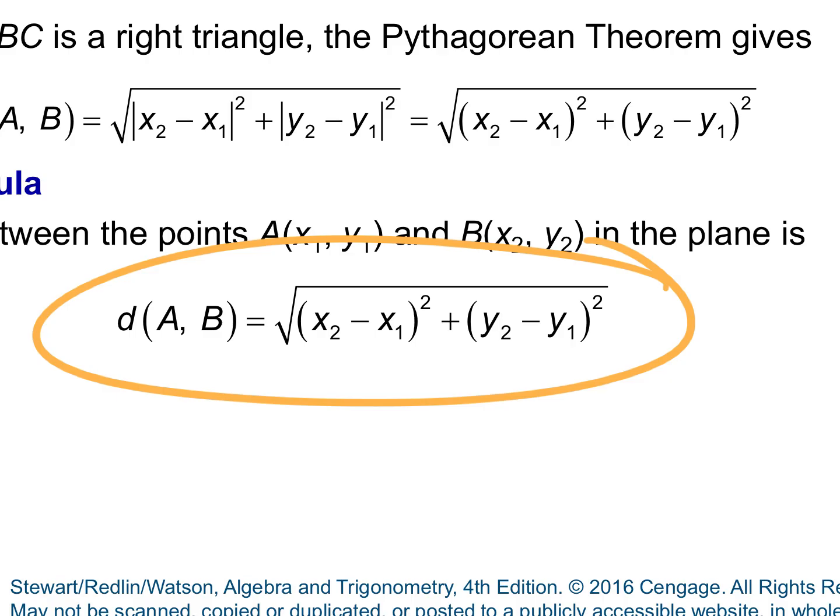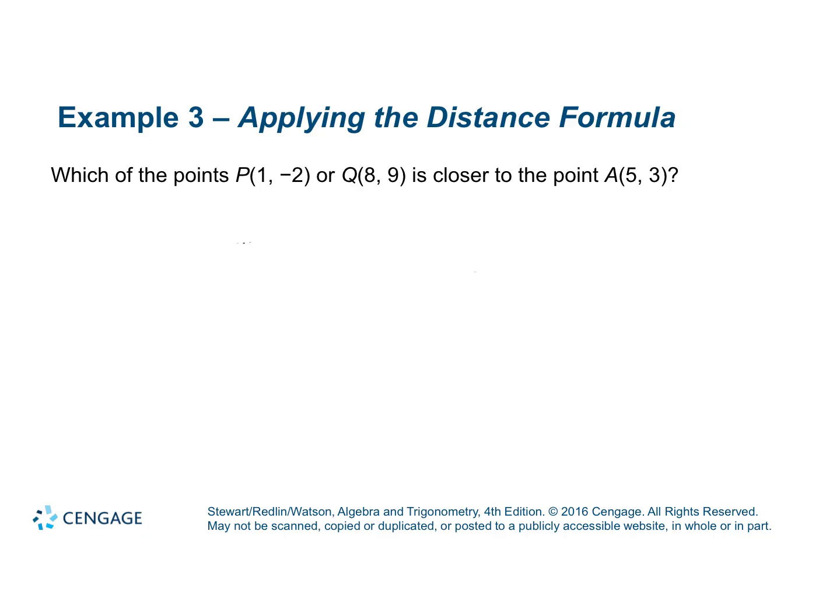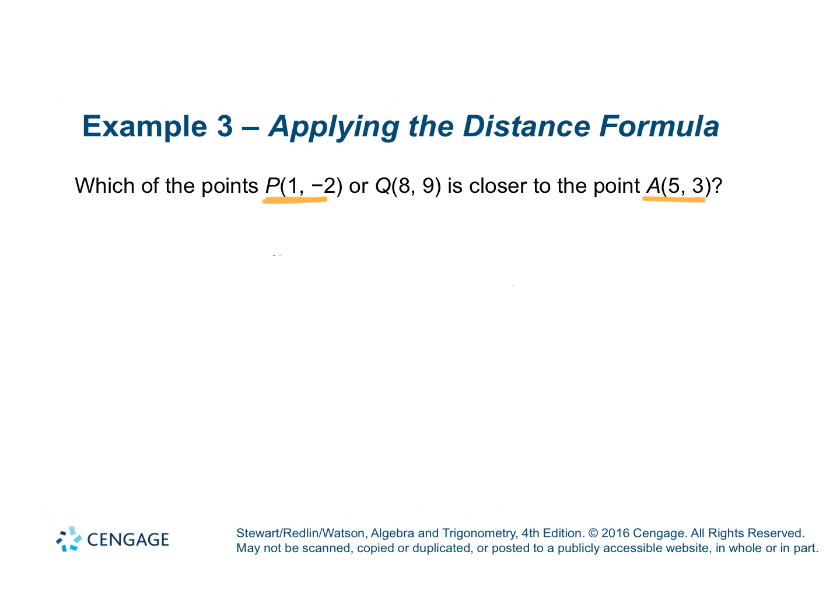Wait, what's the name of the notation? So in example 3, it gives us 2 points. It says which of the points P or Q is closer to point A. So we're going to find the distance from P to A and then find the distance from Q to A and see which one has a shorter distance. That'll be the closer one.